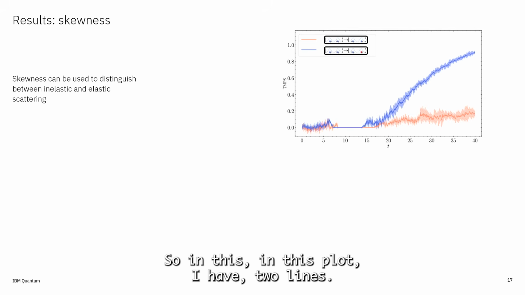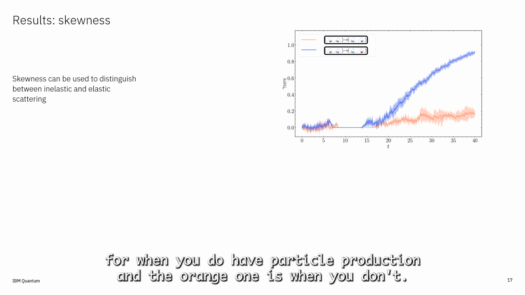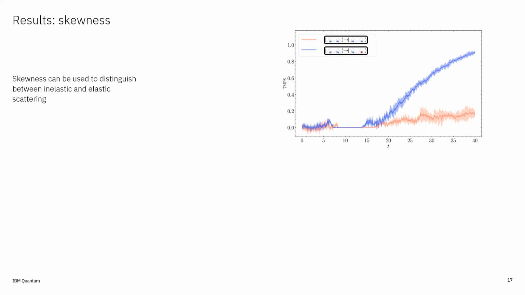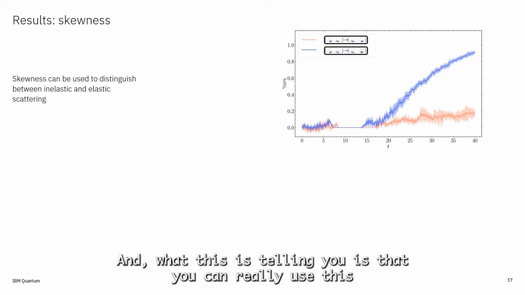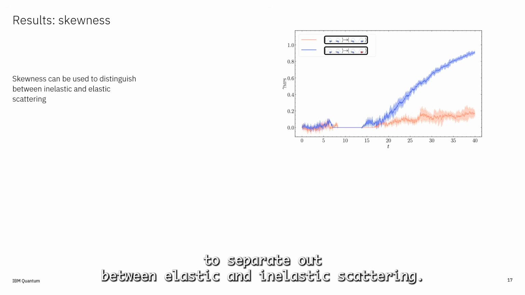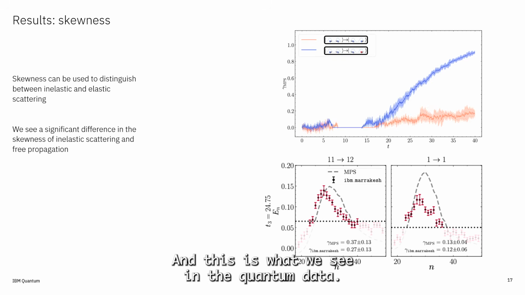So in this plot, I have two lines. The blue one is for when you do have particle production, and the orange one is when you don't. I'm plotting this skewness metric that we have come up with. What this is telling you is that you can really use this to separate between elastic and inelastic scattering. And this is what we see in the quantum data.